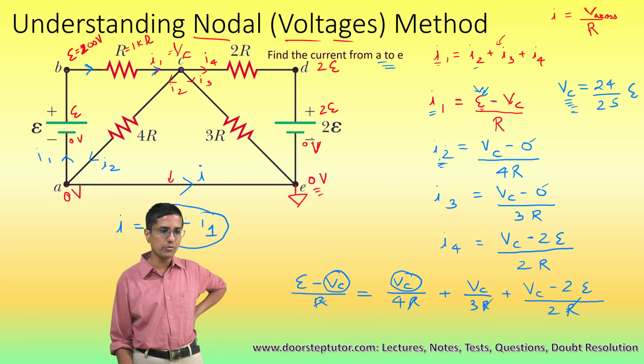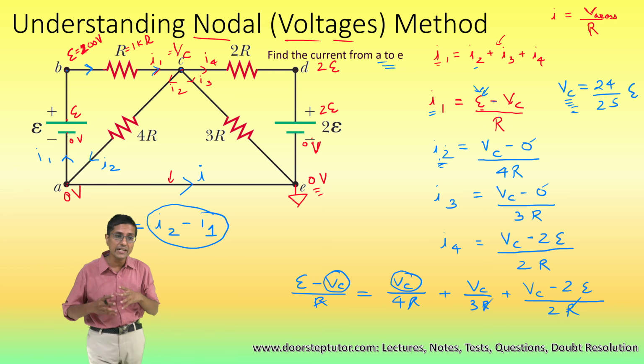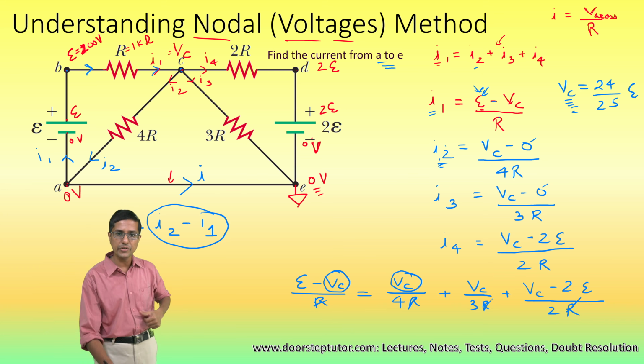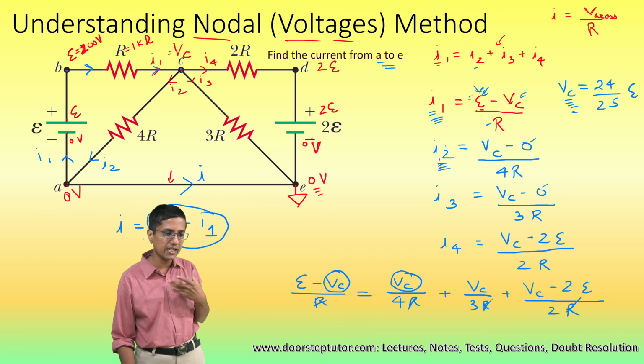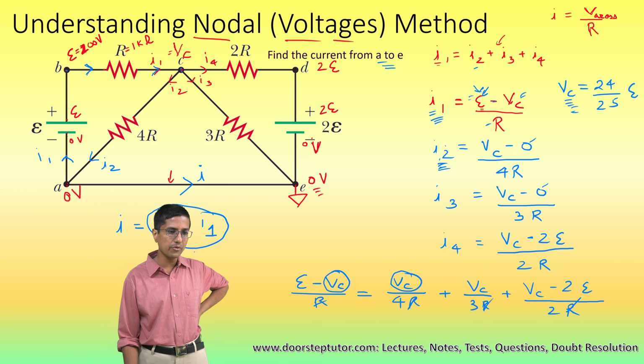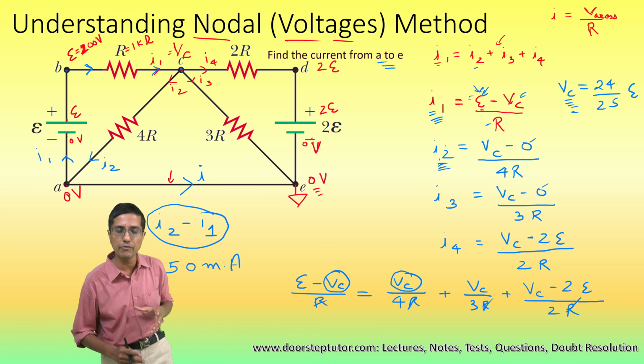Okay, so these two are also determined. I2 and I1, I can also determine very quickly by substituting in these equations. Here I know the R, I know the value of VC, I know the value of epsilon, so I can quickly find out the value of I2 and I1, and from there I can find out the value of I, which would come out to be 50 milliampere if you were to solve it.